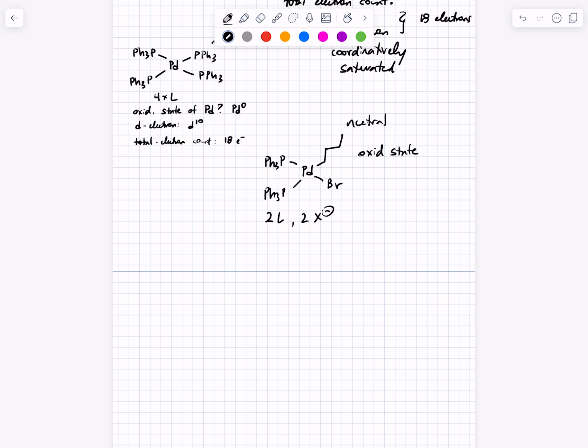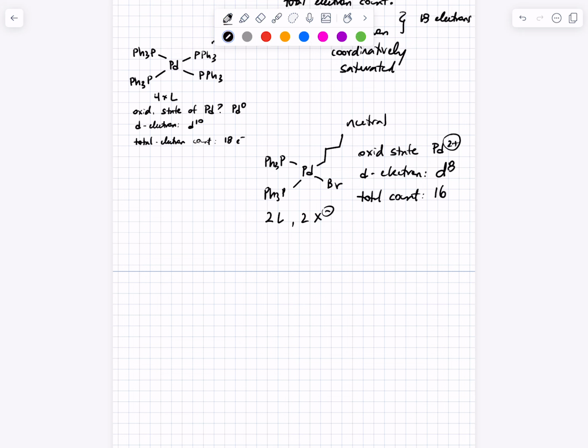Its overall complex is neutral. 2 of the ligands are negatively charged. Therefore, to balance it out, the palladium has to be +2. All right? So palladium 2. D electron count. Palladium normally has 10. If its oxidation state is +2, it must be what? 8. And then total electron count. 8 d electrons, then 2, 4, 6, 8 from the ligands, that's 16.